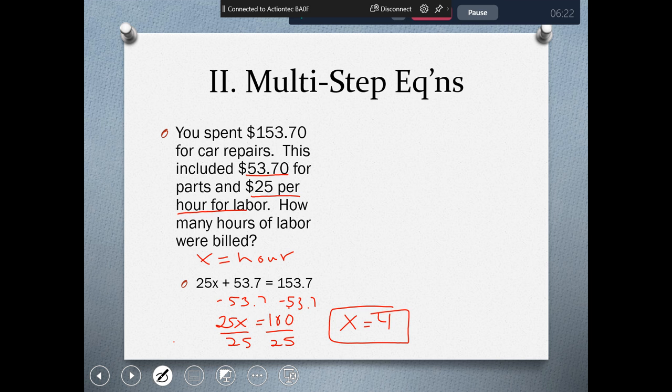This is still on our second multi-step equations. I have to have extra room, so I made slides. That's the first question on the second. I'm going to do the second question in just a second.